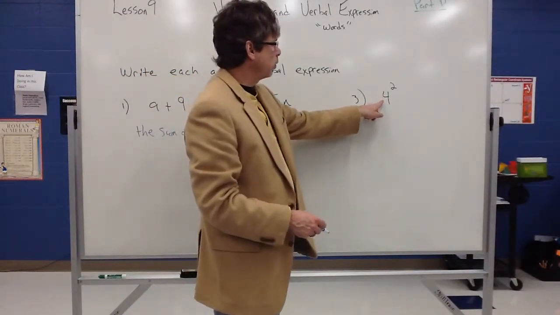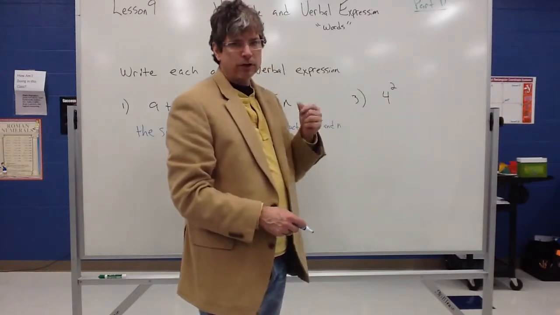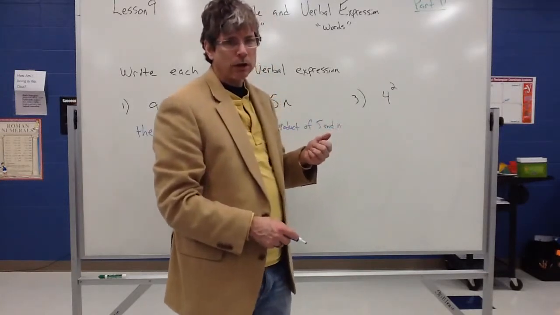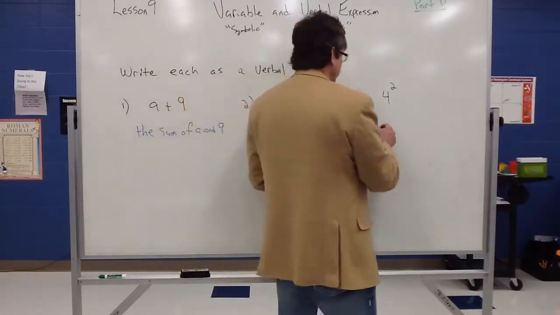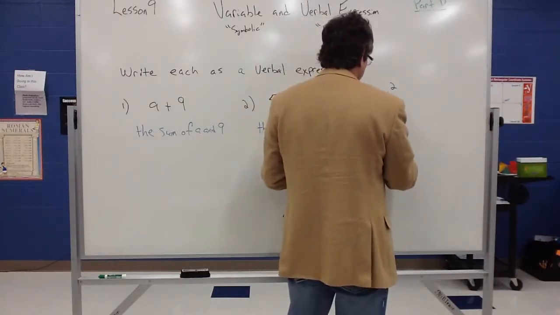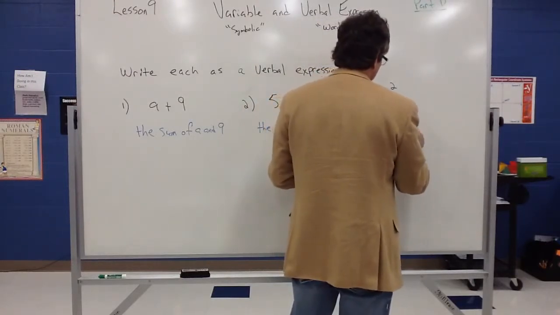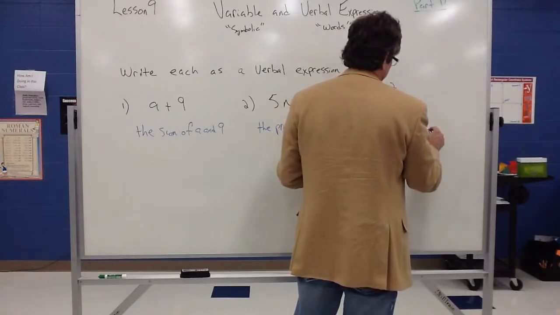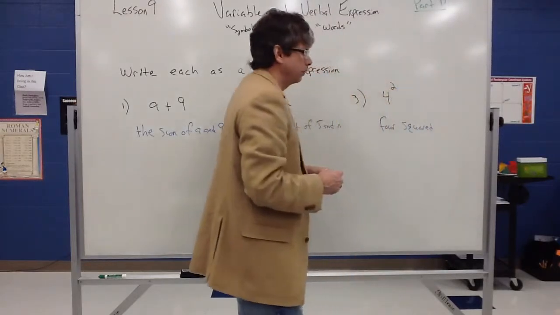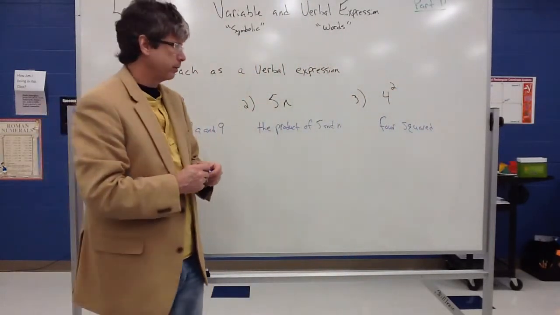Here I see 4 to the second power. But when I see a power of 2, a lot of times we say squared. So we could probably write this as 4 squared. Something like that. So writing it out in words, 4 squared.